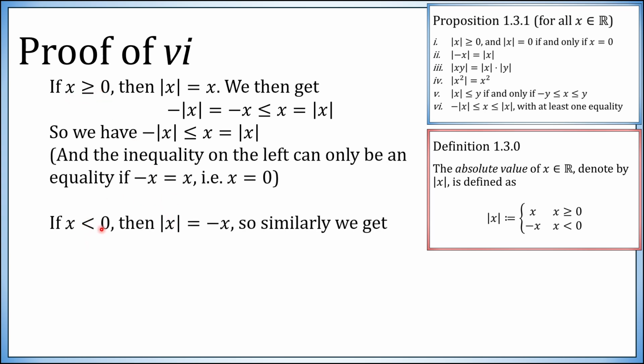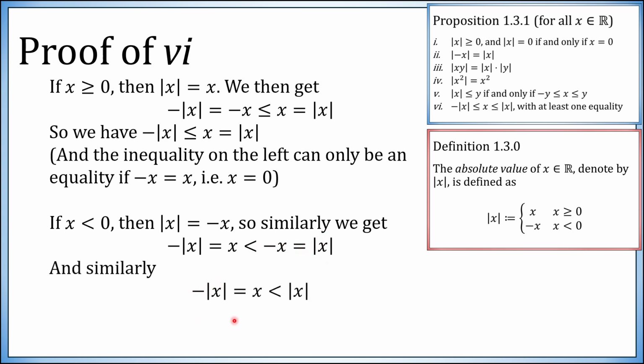What if x is less than 0? Well, then the absolute value of x is simply minus x. So we really do the same thing. Minus absolute value would be minus minus x, which is just x. x must be less than minus x because x was less than 0. So minus x is positive, which is bigger than x. But minus x is simply the absolute value. So you end up with an equality on the left and a strict inequality on the right. Up here, the only way we could have had equality over here is if we had x equals 0. So you get at least one equality. The only way you can actually get two equalities is if x equals 0, and then you just have 0 less than or equal to 0 less than or equal to 0.